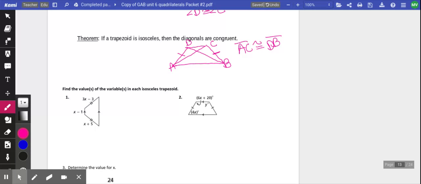So in number 1, that is an isosceles trapezoid. These two sides are labeled congruent. So therefore 3x minus 3 equals x plus 5. So I solve that, and I get x equals 4.